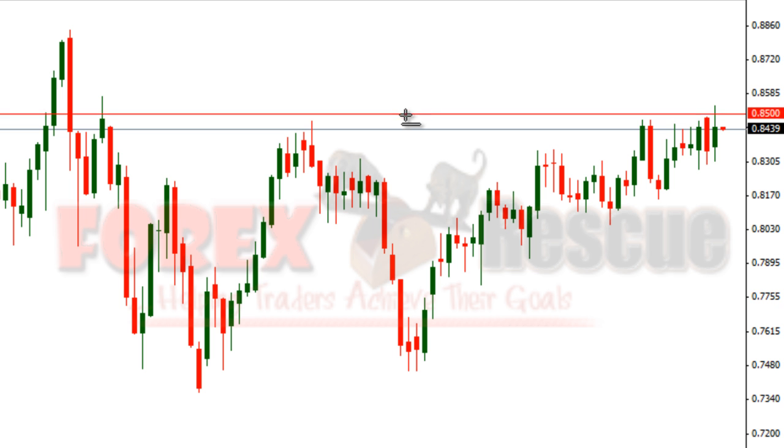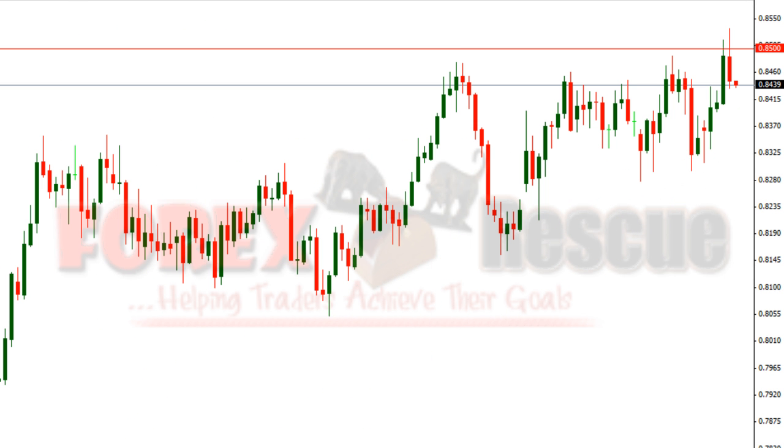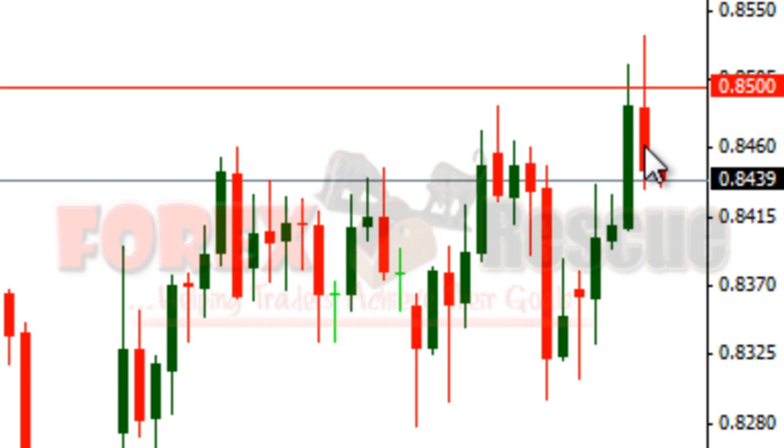Now let us bring our arrow so that you understand what I'm trying to talk about. That is 0.85000. You can see how price got to this psychological number and bounced off. Now, if you go to the daily time frame, you can see how price is behaving around this area here. This is what we call a piercing pattern, a bearish piercing pattern. You can see how price bounced off from this psychological number.